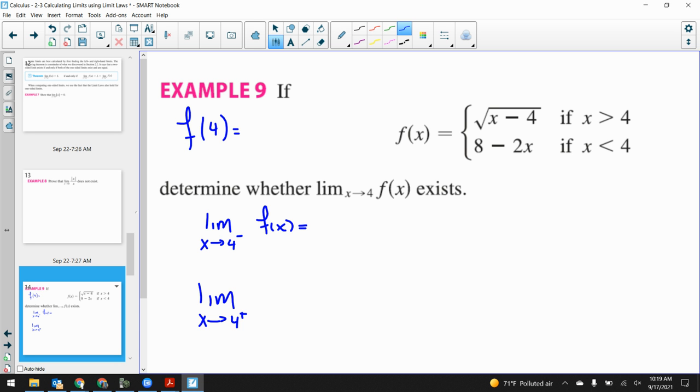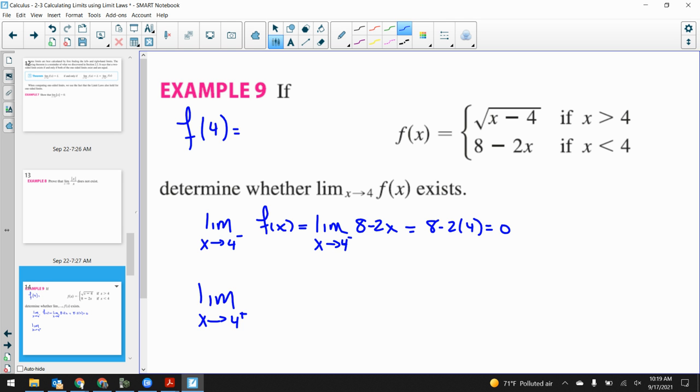That means it's going to go from the left side. On the left side of 4, what is this acting like? 8 minus 2x, right? If x is less than 4, say 3.9, this function is 8 minus 2x. So this is going to act like the limit as x goes to 4 from the negative of 8 minus 2x. That's a polynomial, so we could just do direct substitution. I've got 8 minus 2 times 4, so 0. So the limit from the left side is 0.